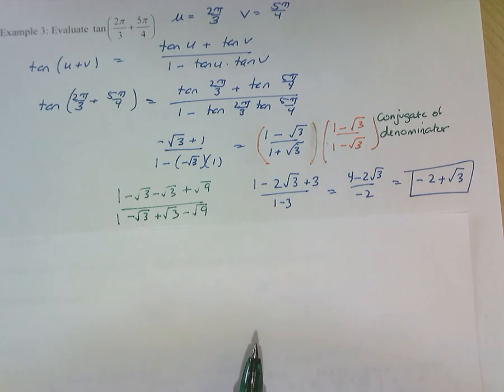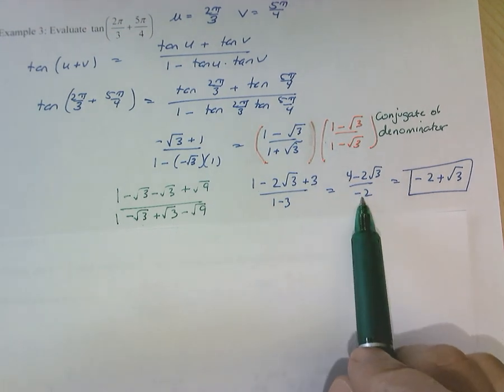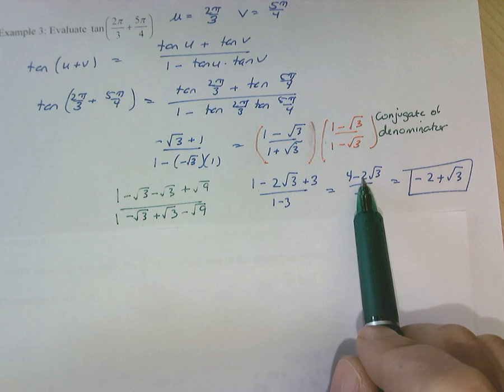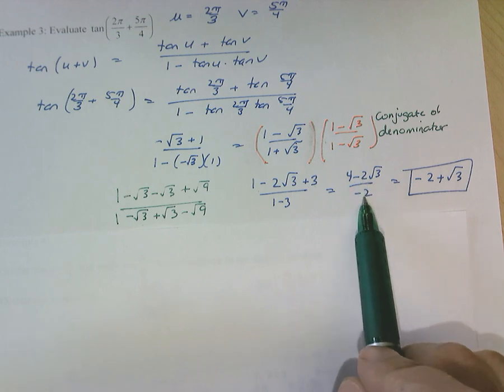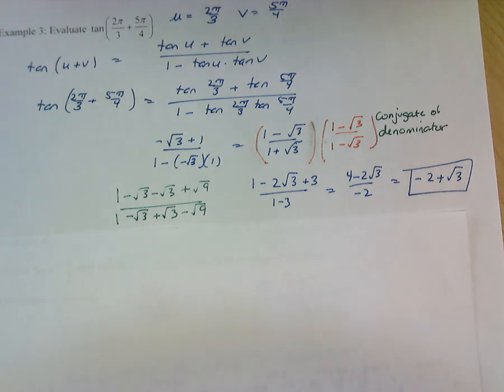And then I can simplify that fraction. 4 divided by negative 2 is negative 2. Negative 2 square roots of 3 divided by negative 2 is going to give me a positive square root of 3.